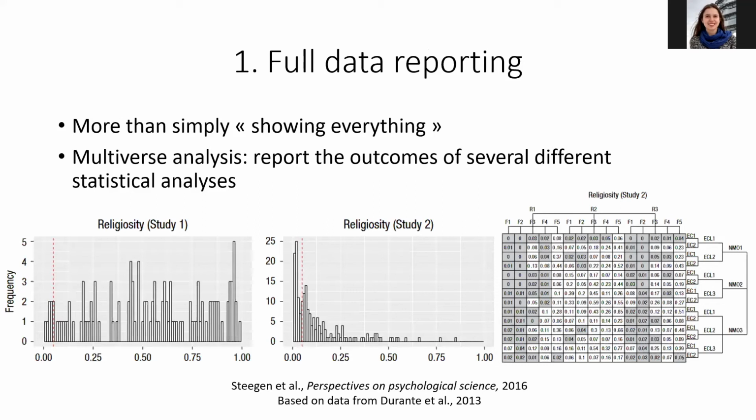For the full data reporting, it was a bit mentioned here already, but instead of just providing everything without interpretations, there are more refined ways to show all the data and all the possibilities. An idea would be the multiverse analysis that consists of reporting the outcomes of several different statistical analyses. This way it offers an idea of how much the conclusions change because of the arbitrary choices we make during the data processing and analysis. It also shows us how fragile or robust the findings are. There is an example that I would like to show you quickly.